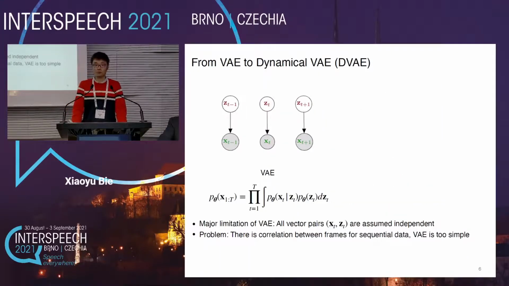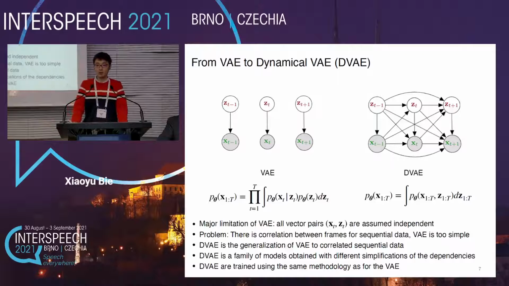So what will happen when we go to sequential data, like speech signals? One of the major limitations of the VAE is that it processes all the vector pairs, the x_t and z_t, independently. However, we know that there is correlation between the frames for sequential data. So the VAE is too simple. In this case, we reviewed the recent literature about extensions of VAE to time sequential data, and we group them into a new family. We call it the Dynamical VAE, or DVAE. So the DVAE is a generalization of the VAE to correlated sequential data.